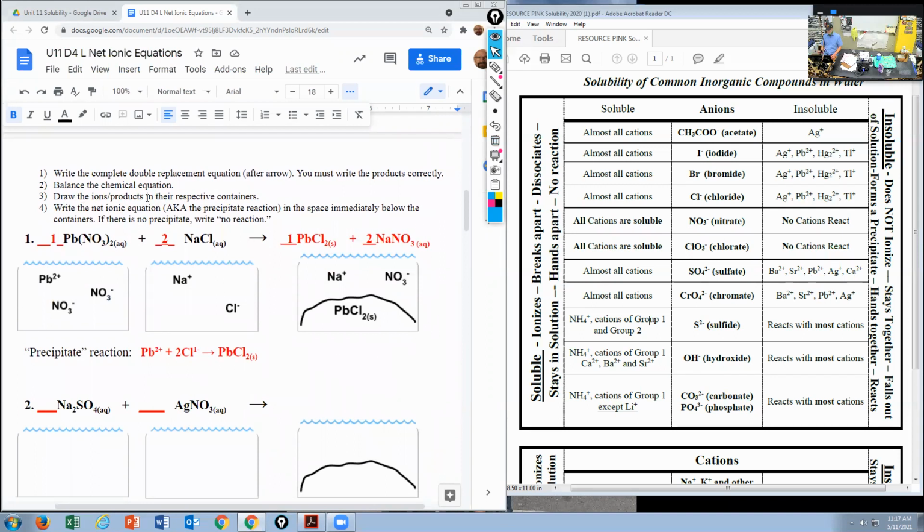Anything that's in red, you should be able to say, yep, he's going to want us to fill that out. So you're going to have to fill out the end of the products. You're going to want to fill out the balancing, and then you'll want to do this down here, which is the precipitate or net ionic equation. So you're going to need to do 1, 2, 3, 4 things on each problem.